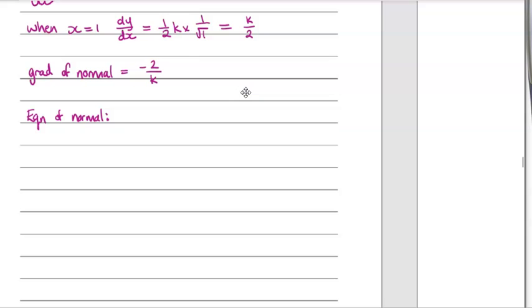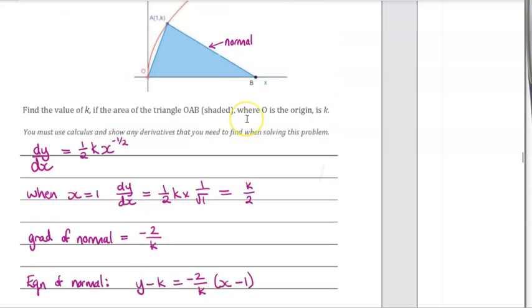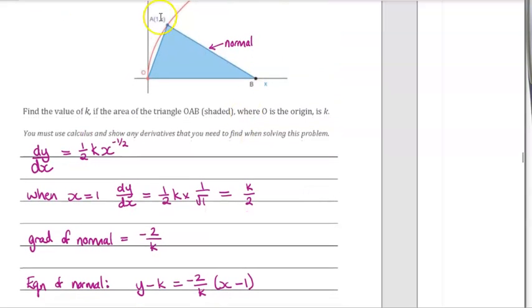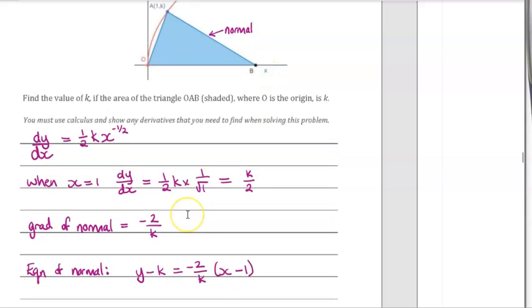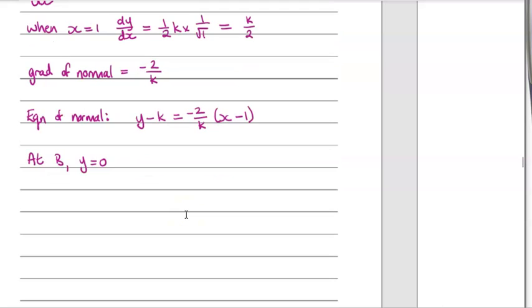Now, using that to find the equation of the normal, we use our equation of a line, which is y minus the y coordinate is equal to the gradient times x minus the x coordinate. And just take a look up at the graph. This is where I'm getting the coordinates from. So x was 1, y is k. That's a point that is on that normal. So we now have an equation of the normal.